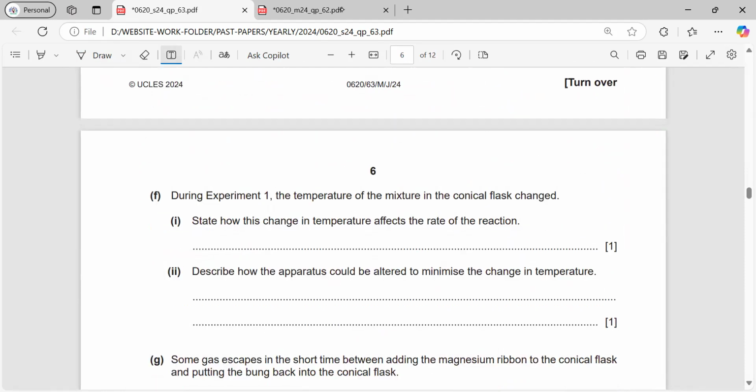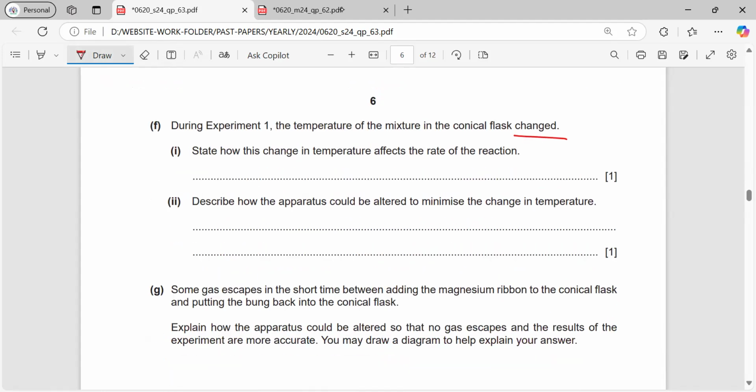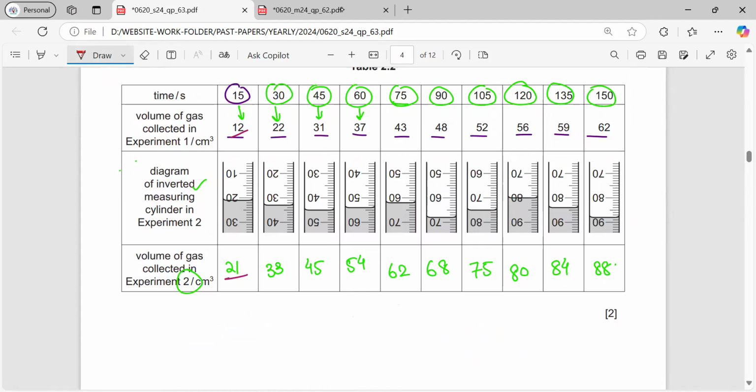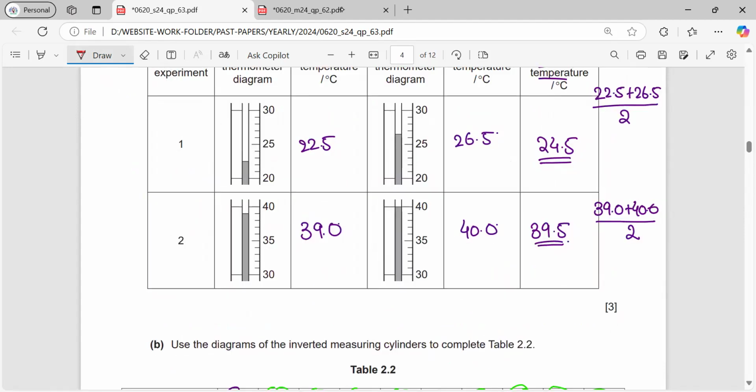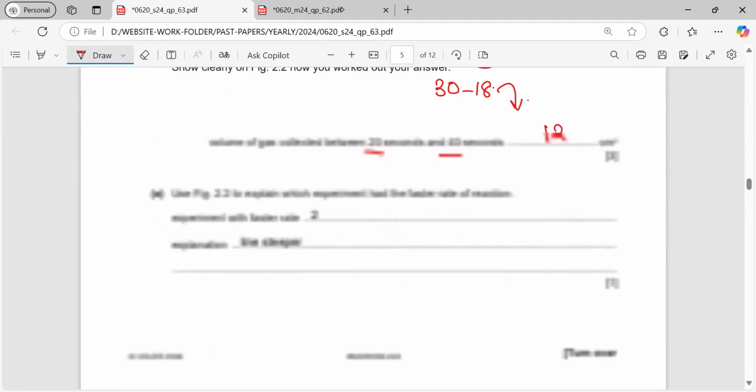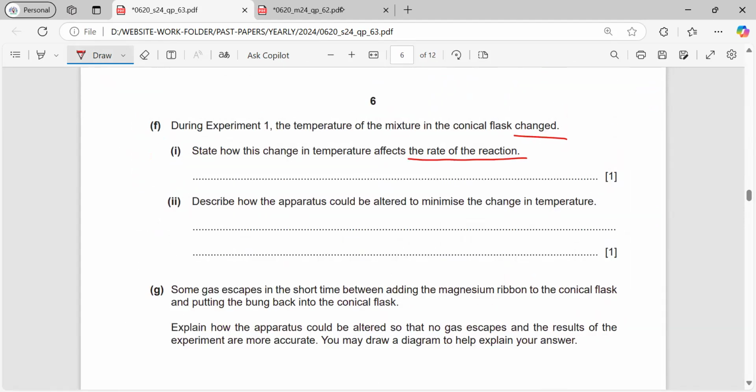During experiment 1, the temperature of the mixture in the conical flask changed. State how this change in temperature affects the rate of reaction. The temperature in the conical flask increases, as we can see here. We noted down the temperature, and in experiment 1, previously it was 22.5 and now it is 26.5. So it has increased. If the temperature increases, the rate of reaction also increases.